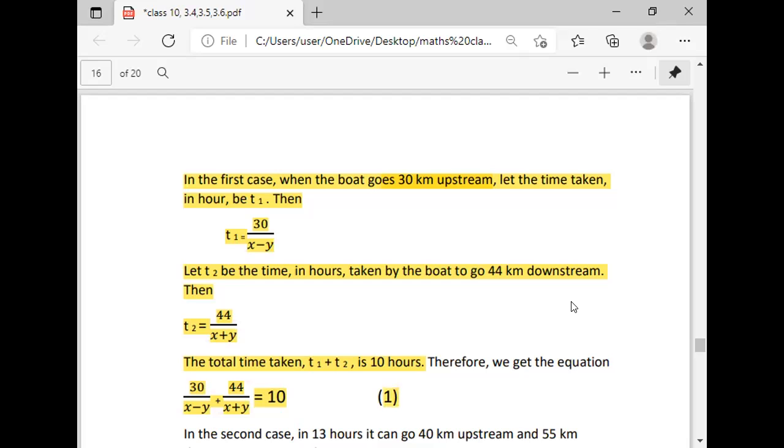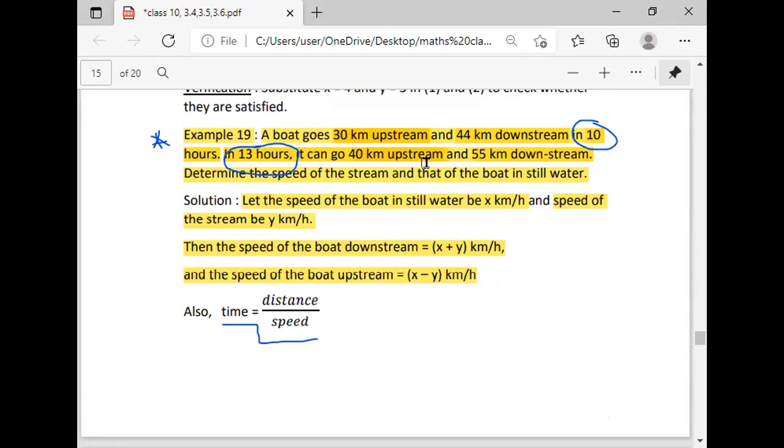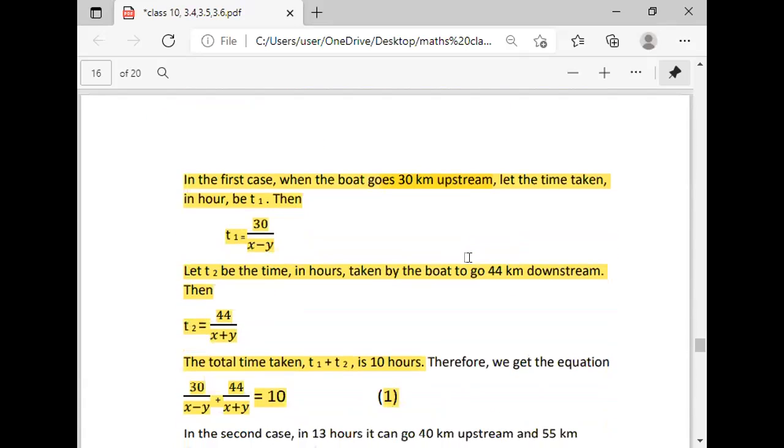If t1 is the speed of the boat, or maybe t3 be the time for the boat which goes upstream, then the upstream distance is 40 kilometers. What is t3? Can anybody say?